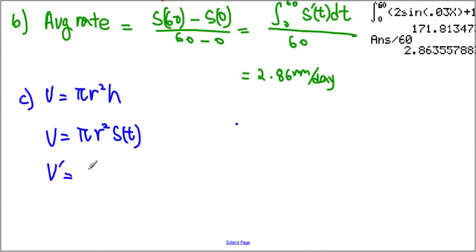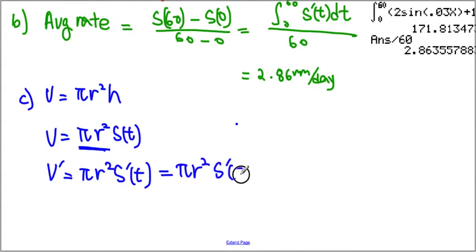Meaning V prime is equal to pi r squared, because notice that these are all constants, they don't change. The only thing that changes is the height. So we have S prime of t. Then in this case, we just have to plug in 7 in this location. So what do we end up getting? Pi r squared times S prime of 7. So let's try to look into that, see what we can get.